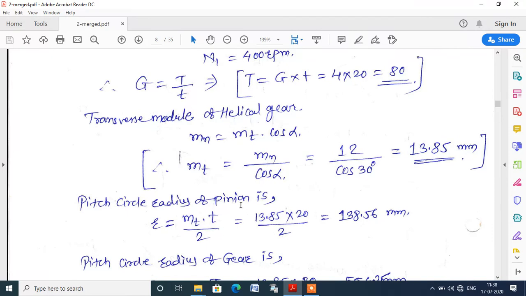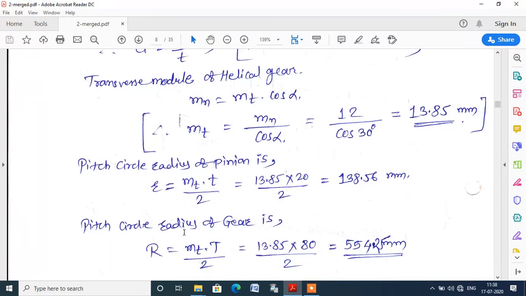So first we will calculate the pitch circle radius of the pinion. That is small r equal to transverse module into number of teeth on the pinion divided by 2. So it is 13.85 into 20 divided by 2, which is equal to 138.56 mm. Please check the answer with the help of a calculator.